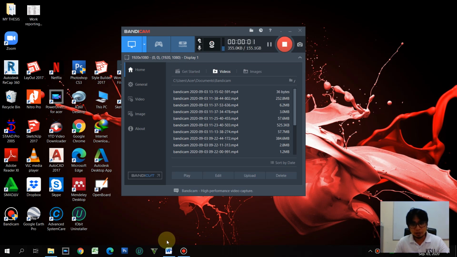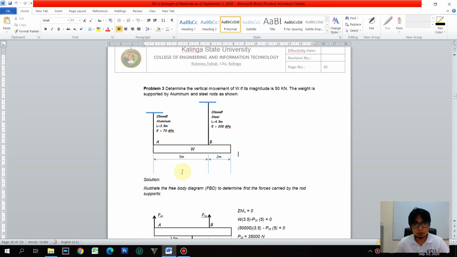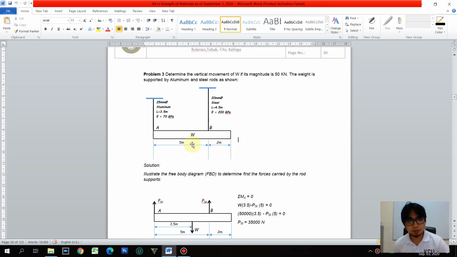Okay, so we'll be having additional problems on axial deformation. Let us consider problem number 3. For problem number 3, this weight is supported by two bars, aluminum and steel. Those lengths were given, as well as the modulus of elasticity and the diameter. We are going to determine the vertical movement of W if its magnitude is 50 kilonewton.